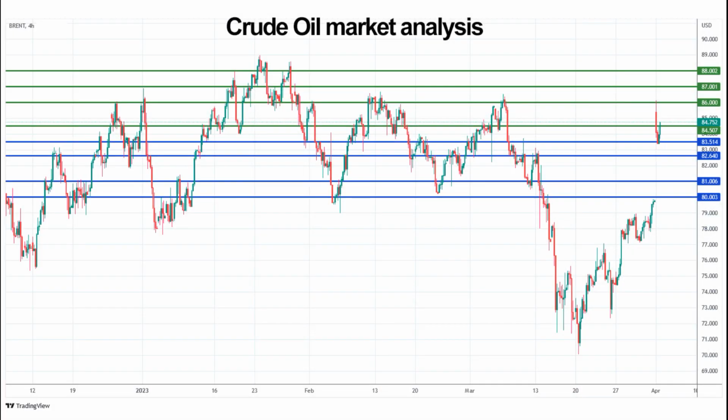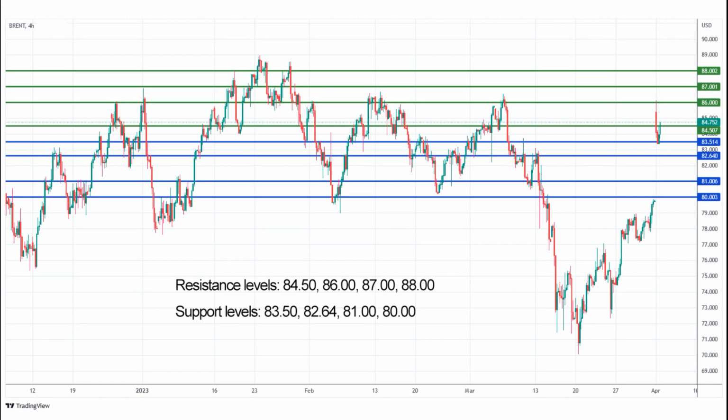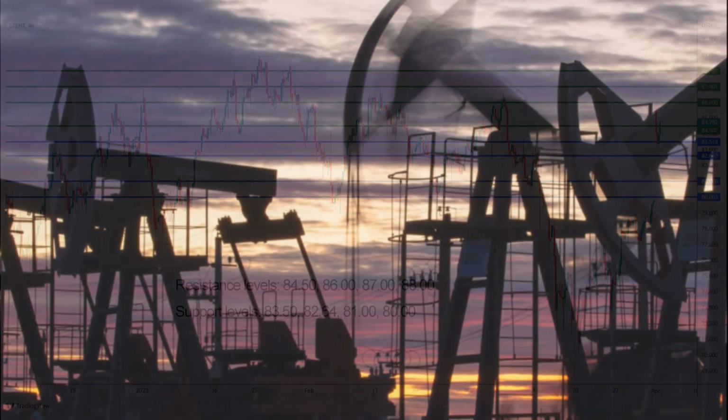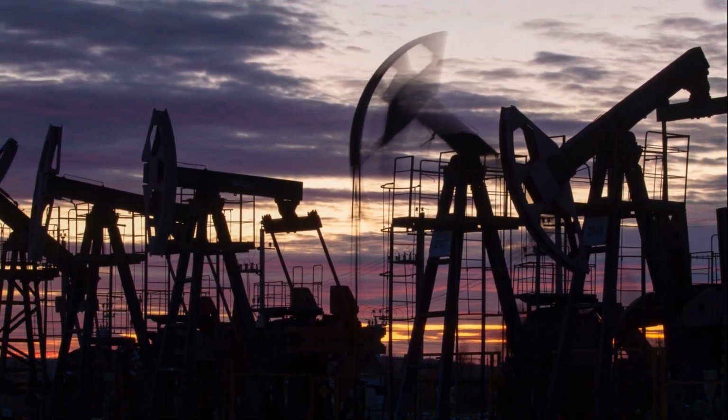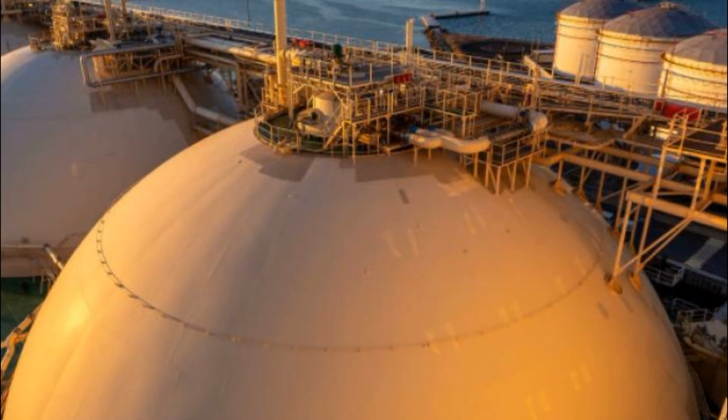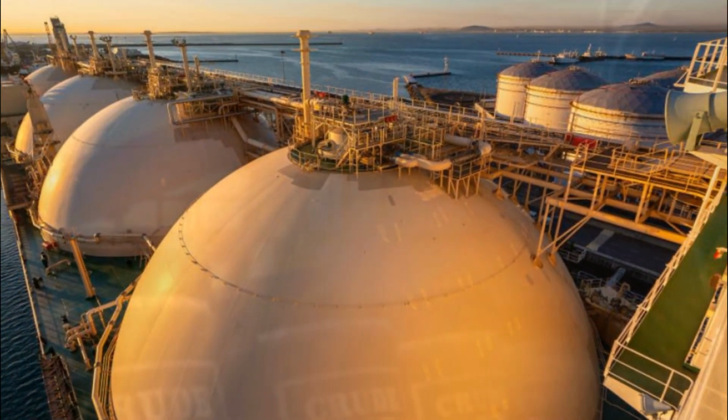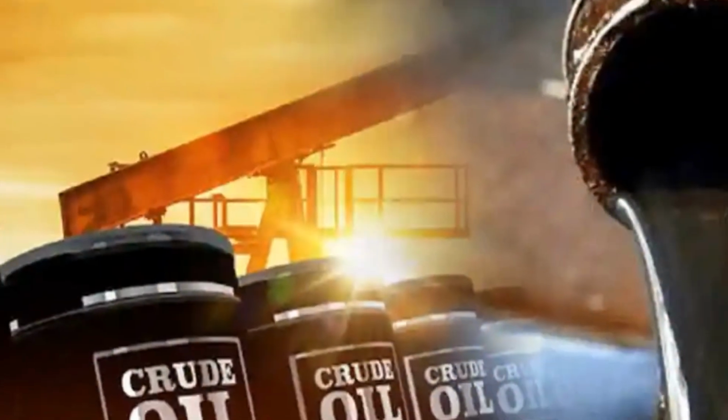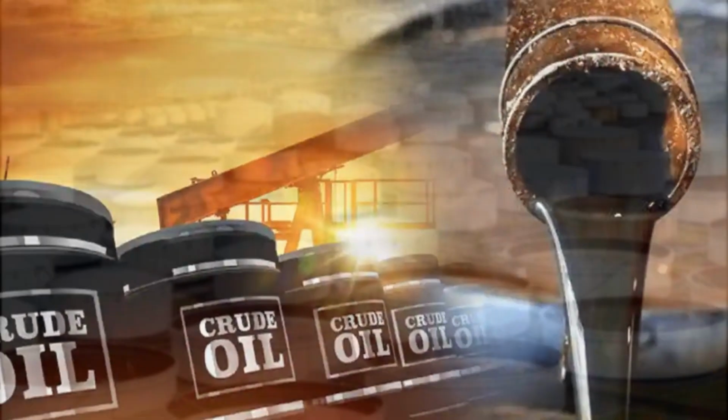Crude oil market analysis. Resistance and support levels for crude oil you can see now on the chart. During the Asian trading the price of the benchmark Brent crude oil shows a downward trend, being in the area of 83.99, but the announcement of the OPEC Plus countries' plans to reduce oil production caused volatility at the opening of the session.